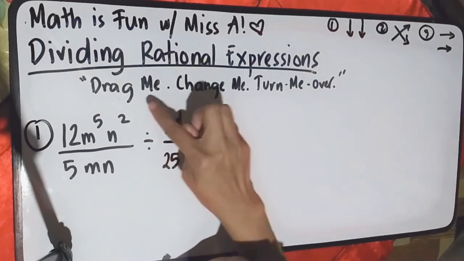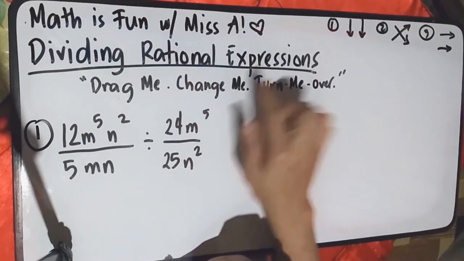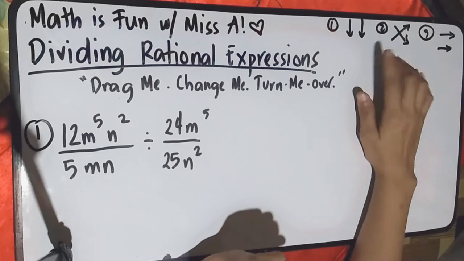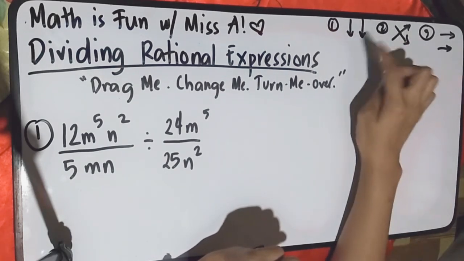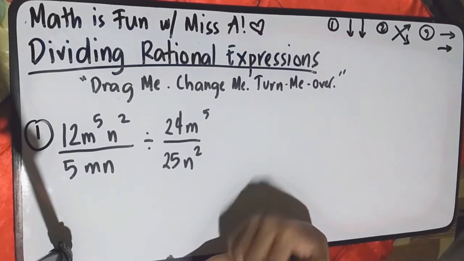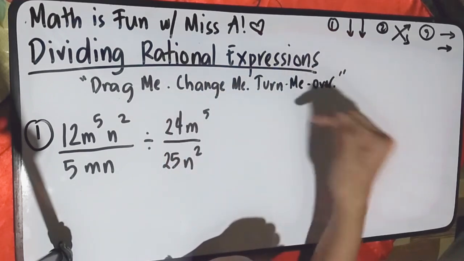Tandaan nyo lang to. So, drag me, change me, turn me over. So, ito yung unang step na gagawin mo whenever you divide rational expressions. And then right after that, you still remember the three-way process on how to multiply rational expressions? The vertical, diagonal, and the horizontal, gagamitin pa rin natin yun. Okay? So, nadagdagan lang ng unang konsepto. Again, you have drag me, change me, turn me over.